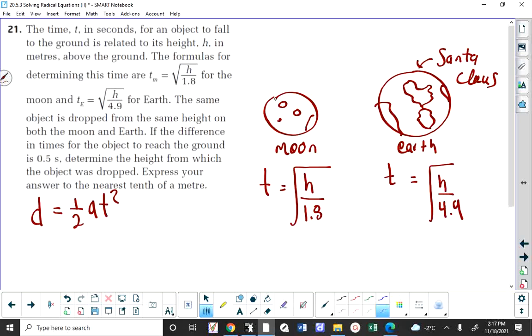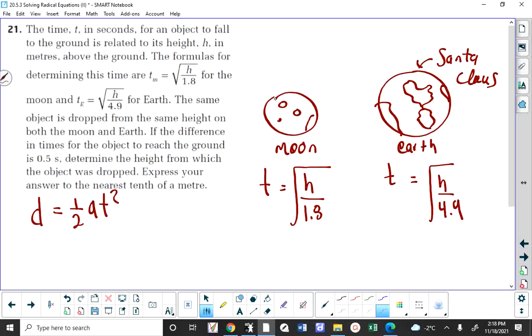Just a couple people. Vi is 0, so it's d equals vi t plus a half a t squared. If you put in the acceleration due to gravity for Earth and multiply by a half, you get 4.9. And when you rearrange that for t, you get this equation. It's just a physics equation already rearranged for you.